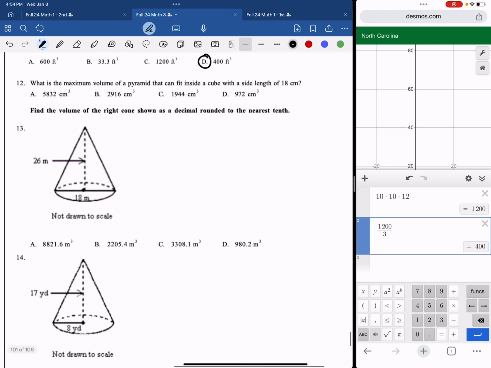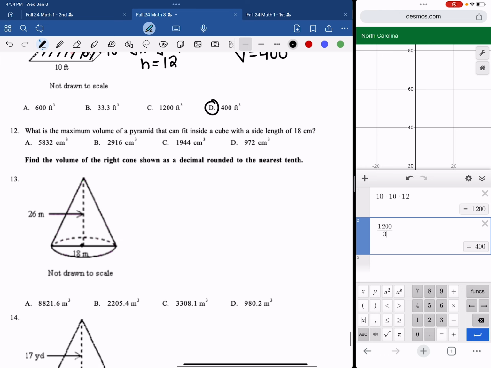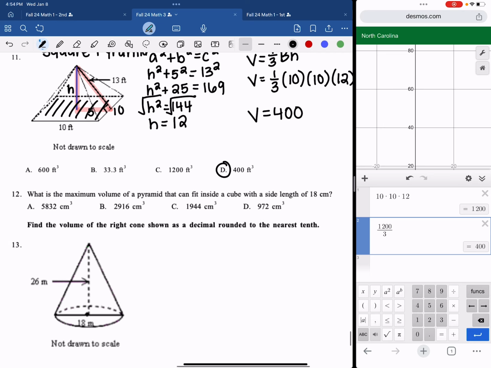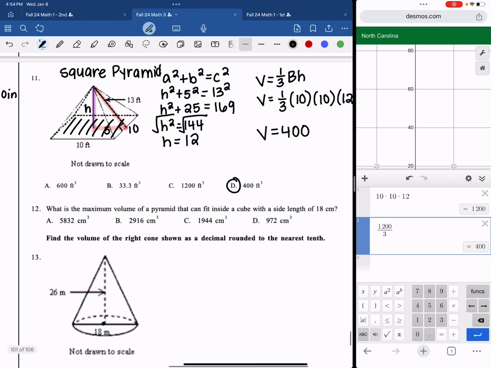It says, what is the max volume of the pyramid that can fit inside of a cube with a side length of 18 centimeters? So we're comparing a lot of different things here. It says the max volume of a pyramid. So remember, a pyramid has the point at the top, and it says it fits inside a cube. So a cube is going to have a square base.